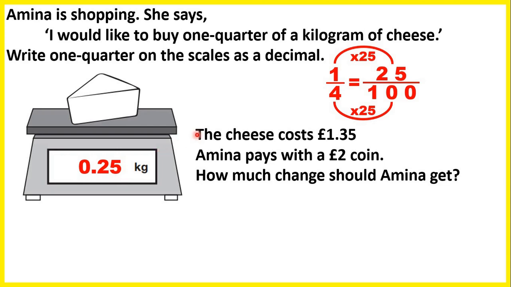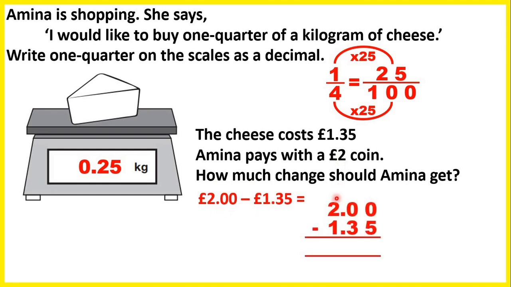The cheese costs £1.35. Amina pays with a £2 coin. How much change should Amina get? So she pays with £2, but it costs £1.35, so we need to find the difference. £2 can be written as 2.00, so if we subtract £1.35, that gives us £0.65, or 65 pence change.